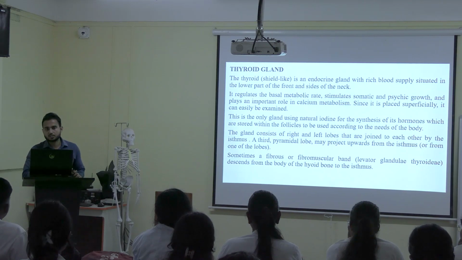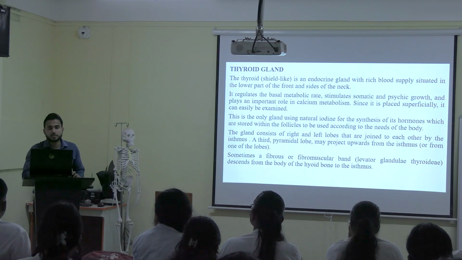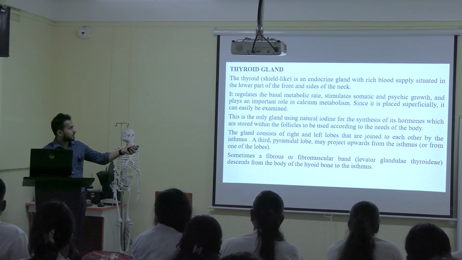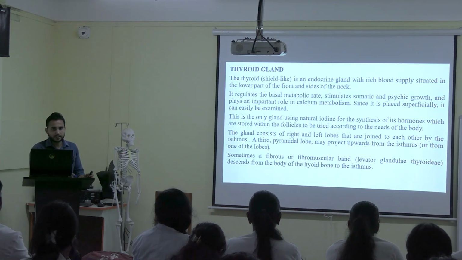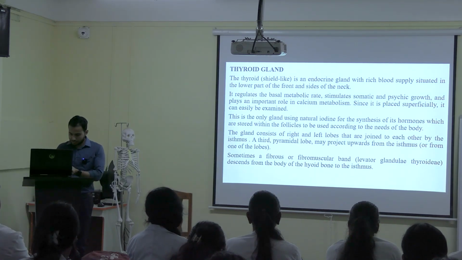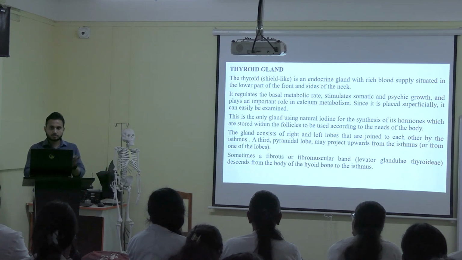Now, what is the basic function of the thyroid gland? It regulates the metabolic rate or basal metabolic rate, and stimulates the somatic and psychic growth of a person. And very important, it controls the calcium metabolism of our body. Please keep in mind that whenever I mention the thyroid gland, the parathyroid glands are also mentioned along with it.